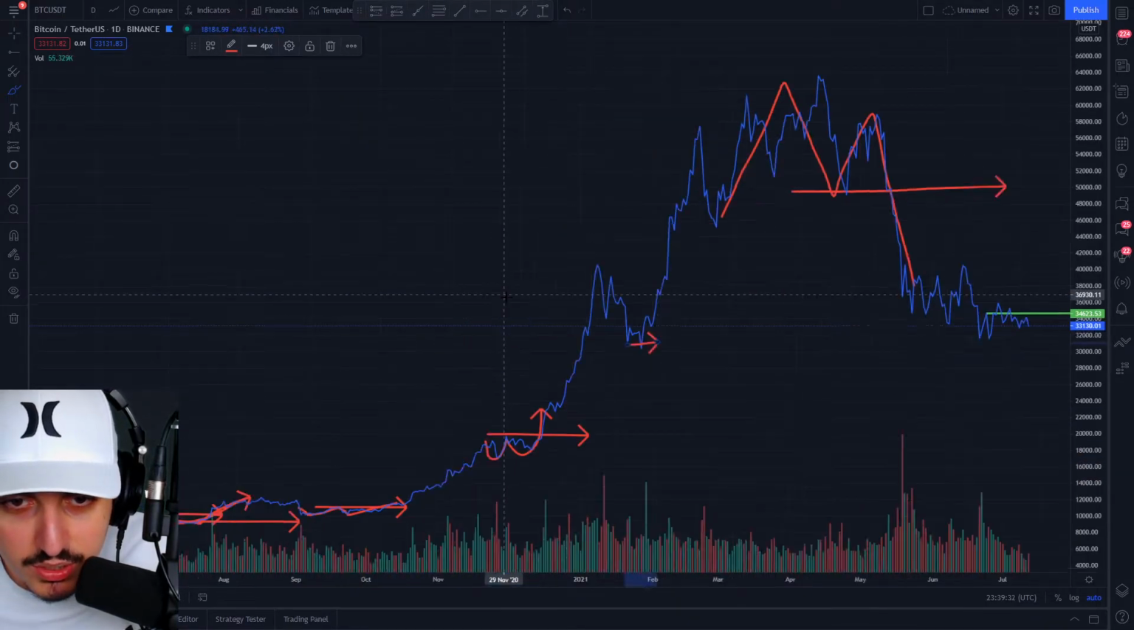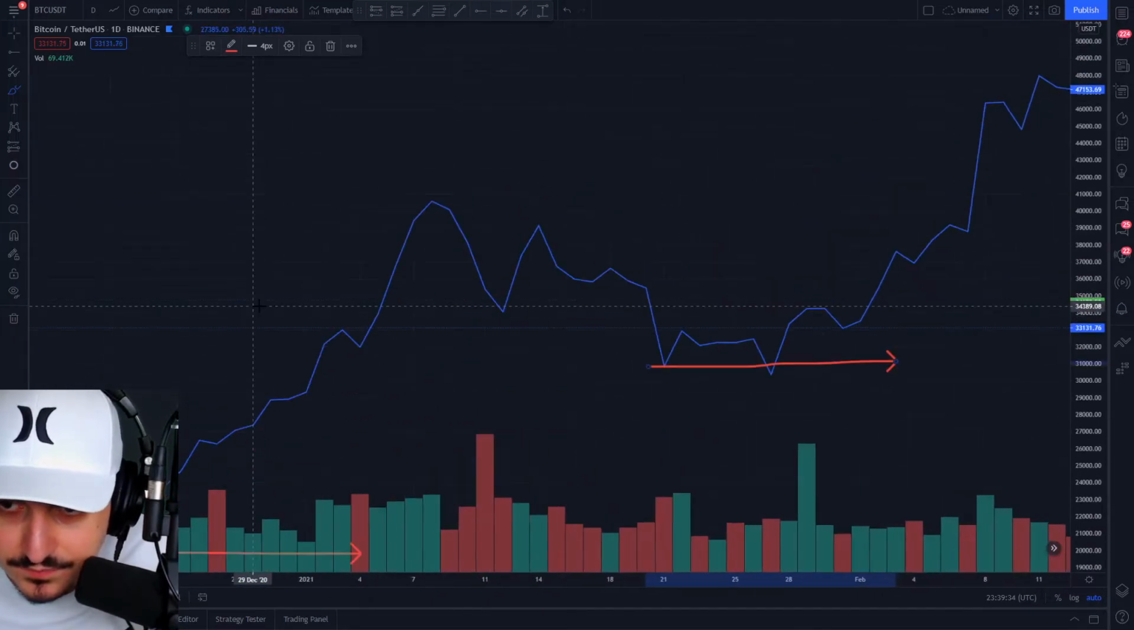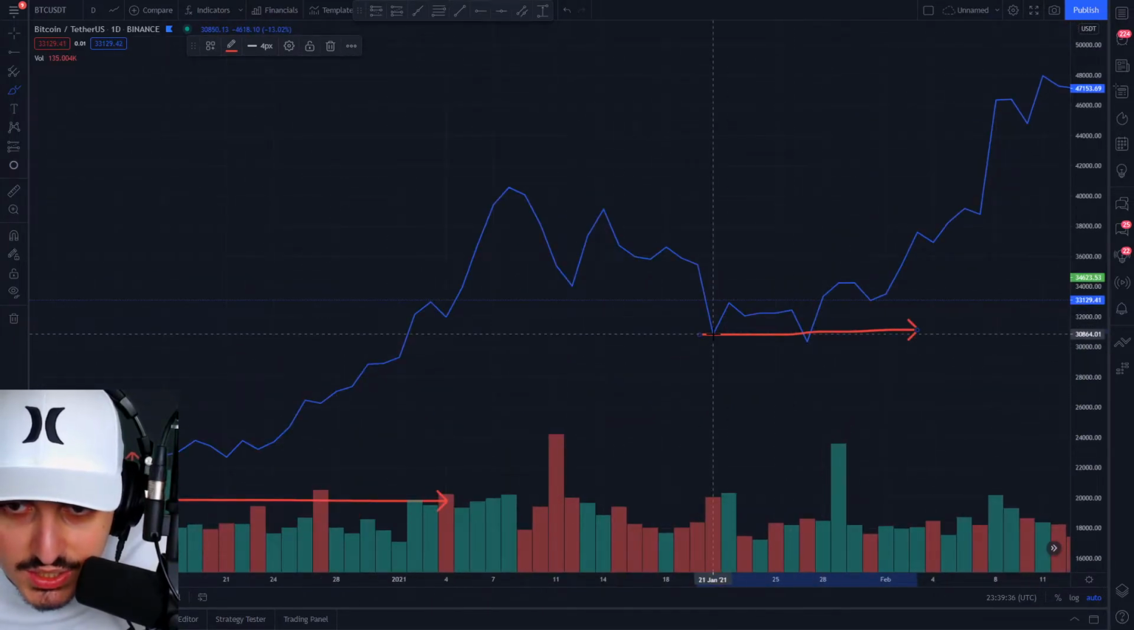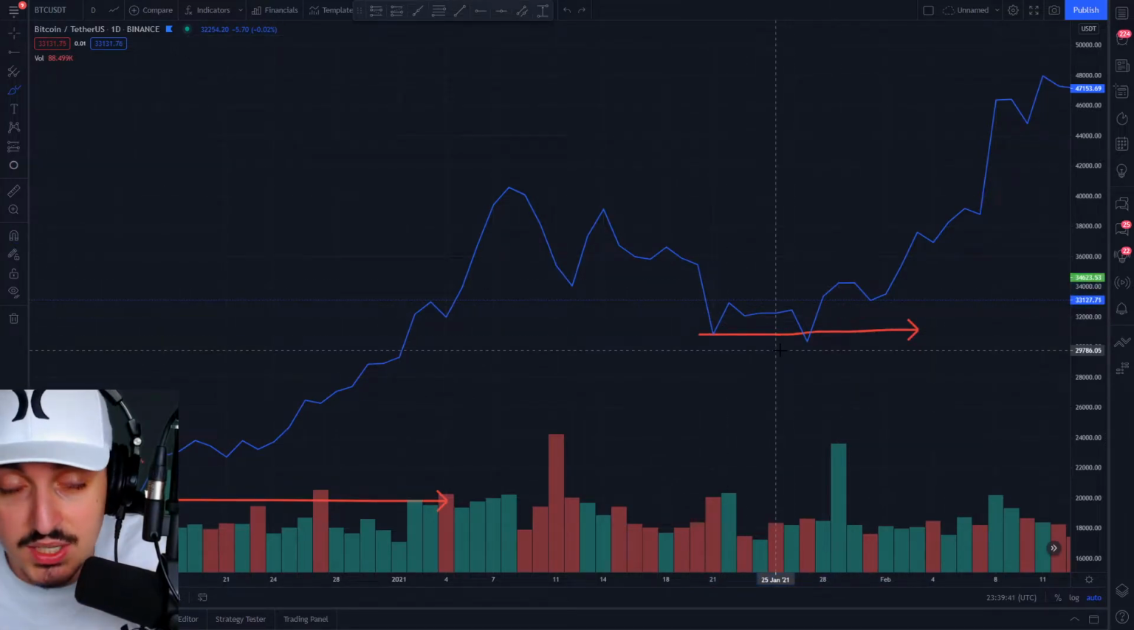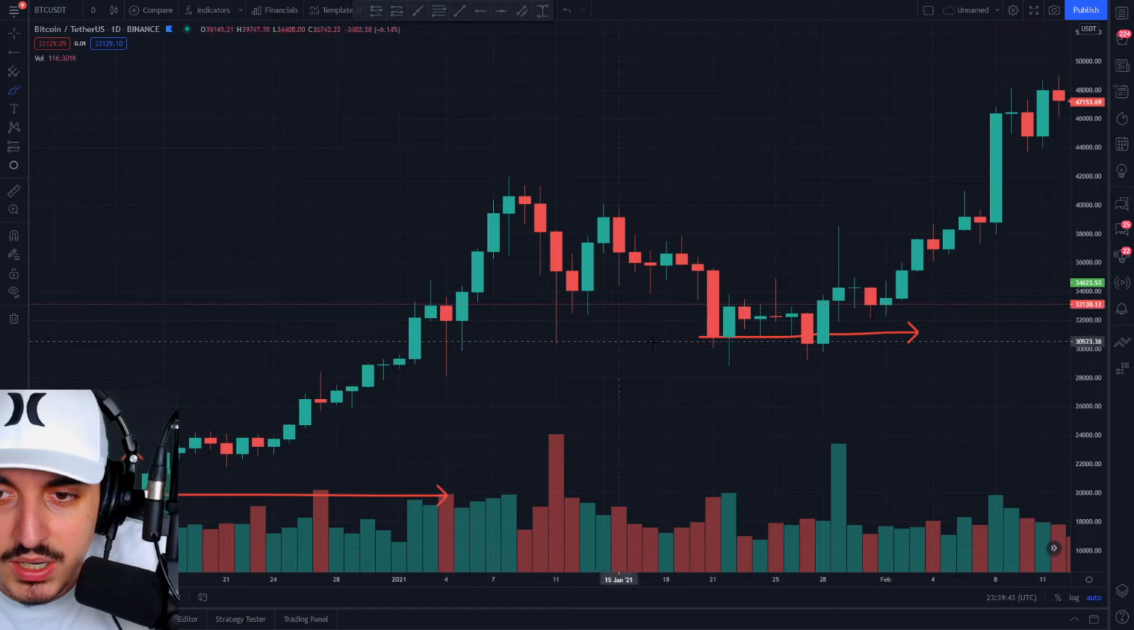This is not a W because, for example, let's take a look at this. As you guys can see, we went below this level. Technically, this is not a W, but some people say that it's a W, but I don't like to say that it's a W with the closes.